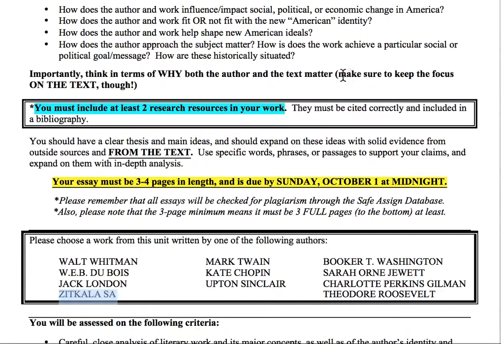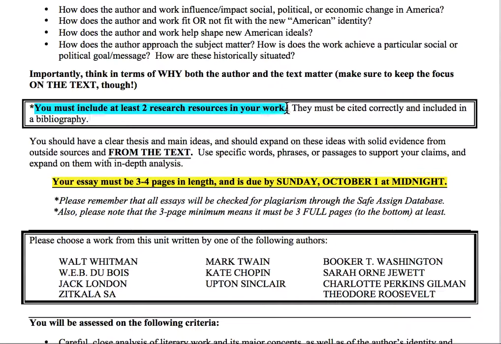But really make sure to keep the focus on the work. As interesting and as important as the author's context is and the historical context is, that should be secondary to the actual focus on breaking down the text and analyzing the text most importantly. So I want to make sure that's really, really clear.